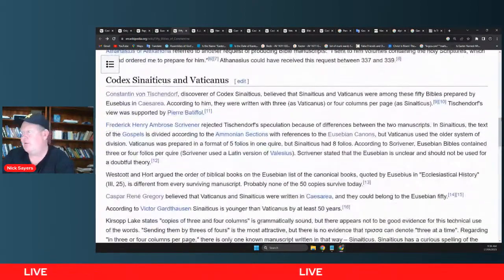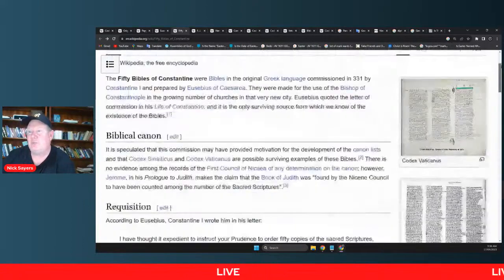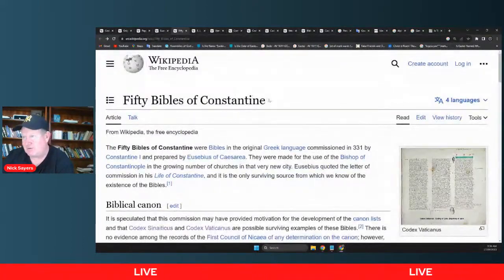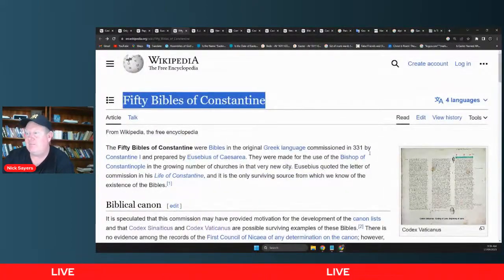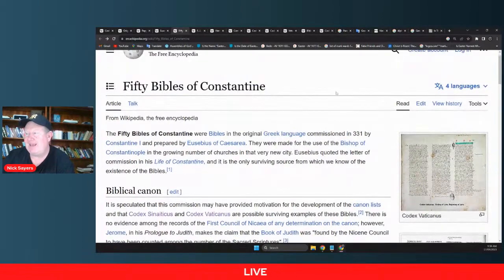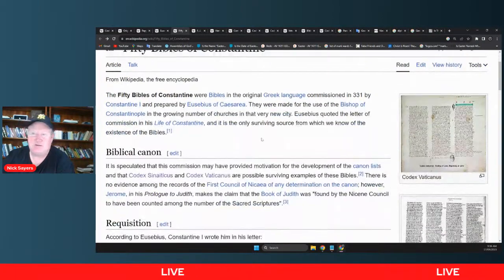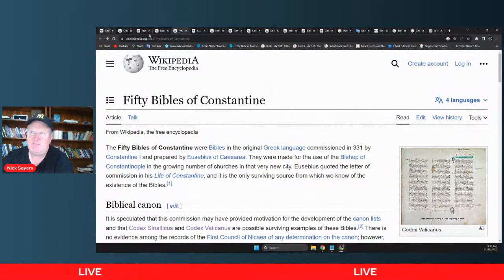Okay, so then we're going through Codex Vaticanus. So I just thought I'd point out that, yeah, the 50 Bibles of Constantine, that many people claim Vaticanus and Sinaiticus were part of that.